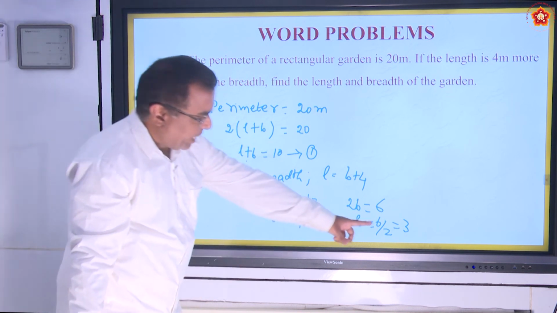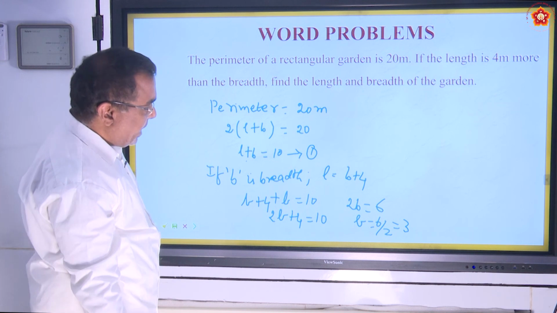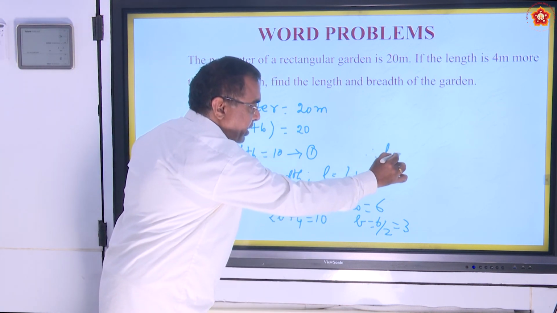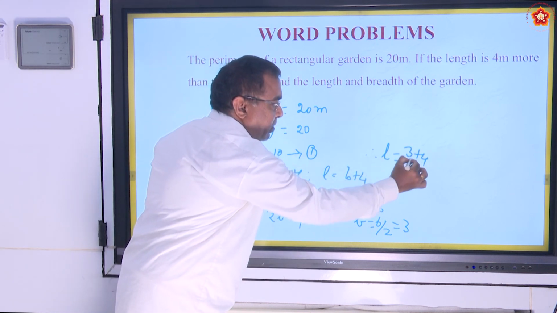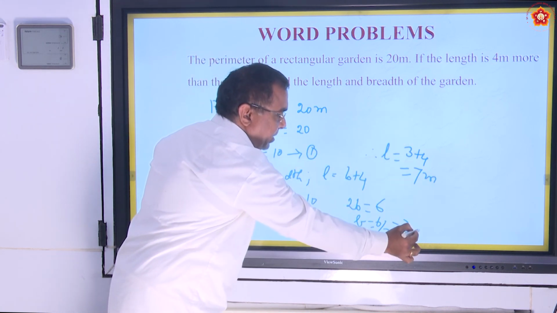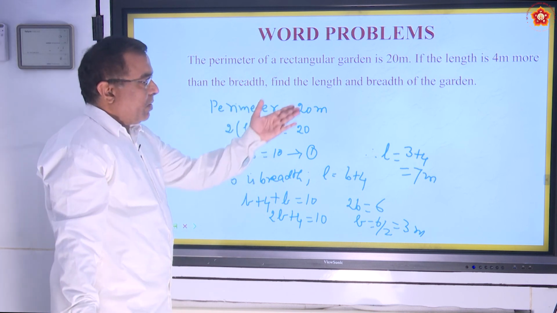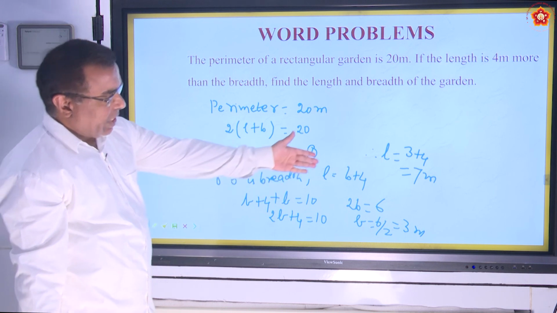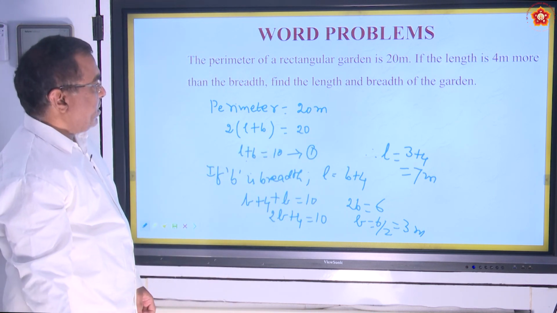So if breadth value is 3, what will be length value? It will be 4 more than that. So obviously length is going to be b plus 4, 3 plus 4, which is equal to 7. Both will be in terms of meters. Now the problem is solved. We have found what is the length and breadth of the garden. Length value is 7 meters and breadth value is 3 meters.